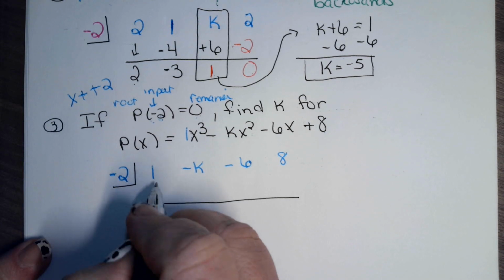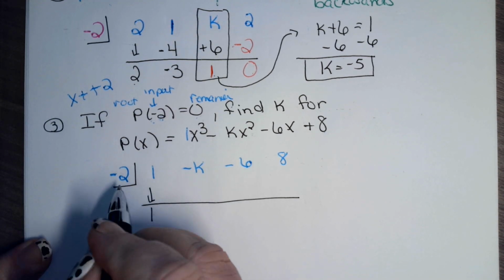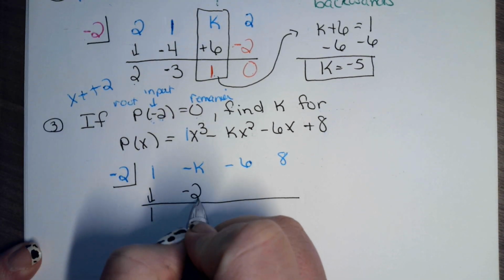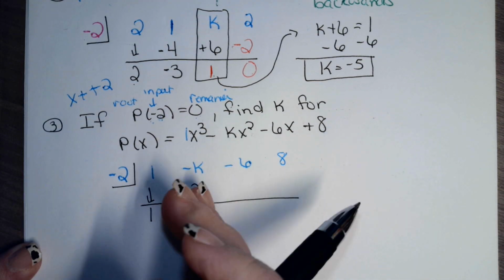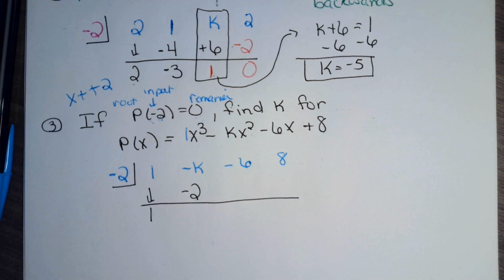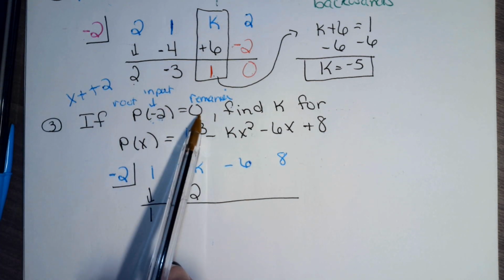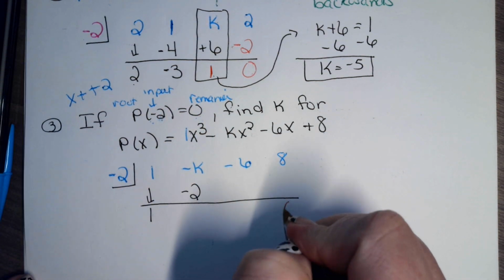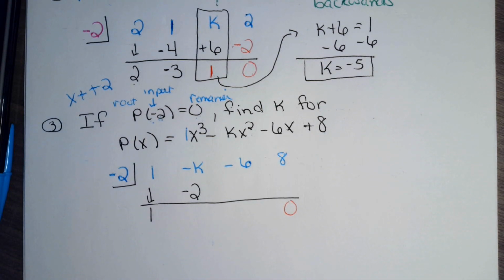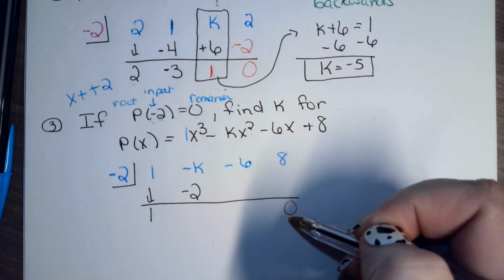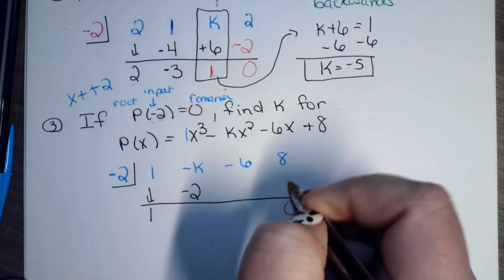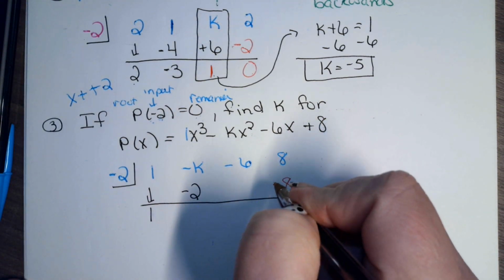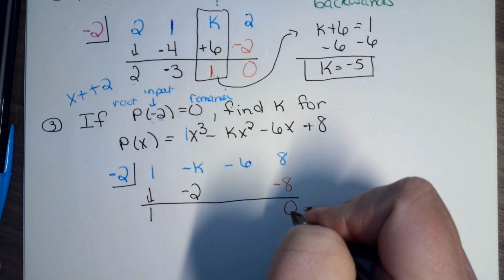Drop in the first number, so drop in the 1. Negative 2 times 1 is negative 2. There's our roadblock because we cannot combine these, so we're going to start working backwards. Since we are told that this is a 0 for the remainder, we know that 0 is going to be the last number. What can you combine with a positive 8 to get a 0? Well, that would be a negative 8, because 8 minus 8 is 0.